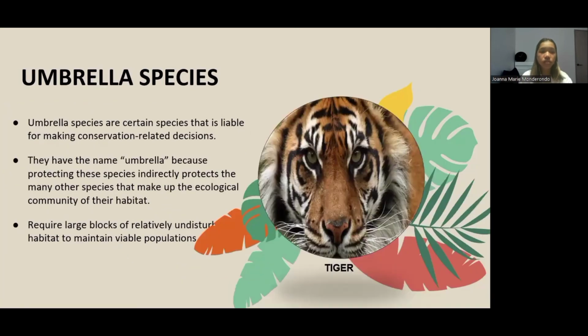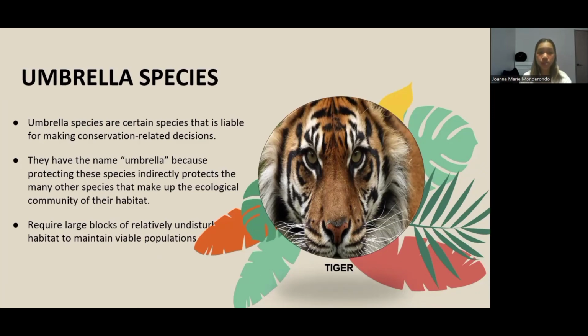So next are the umbrella species. The umbrella species are certain species that are liable for making conservation-related decisions. They have this umbrella term because they indirectly protect the other species that make up the ecological community of their habitat. They require large blocks of relatively undisturbed habitat to maintain viable populations.